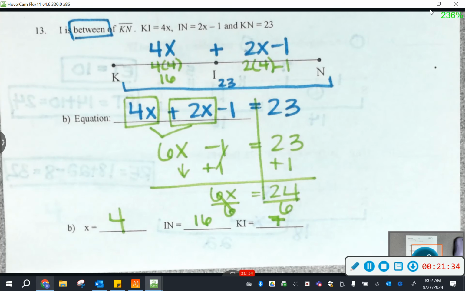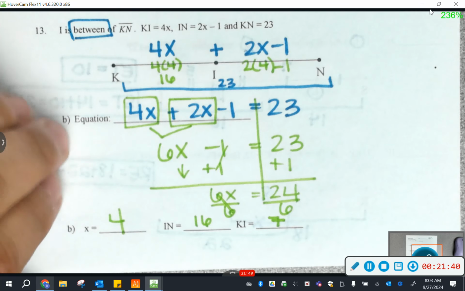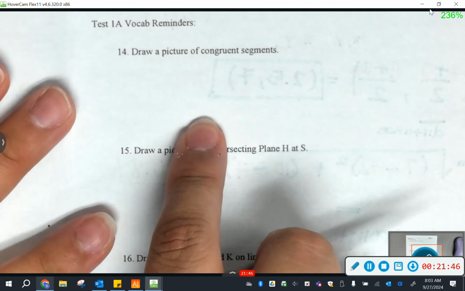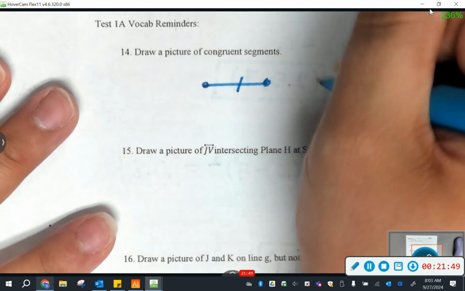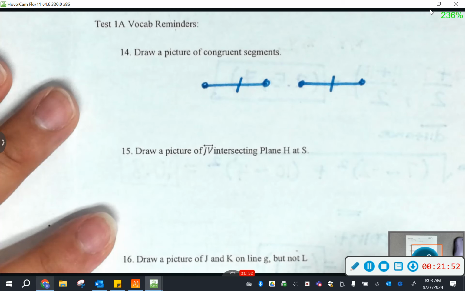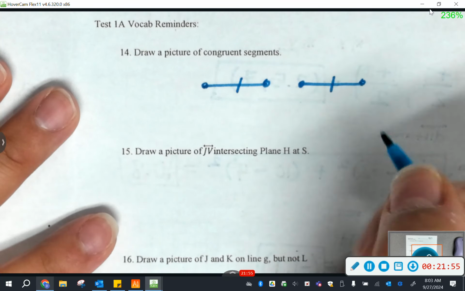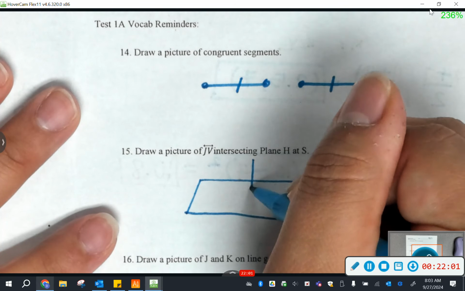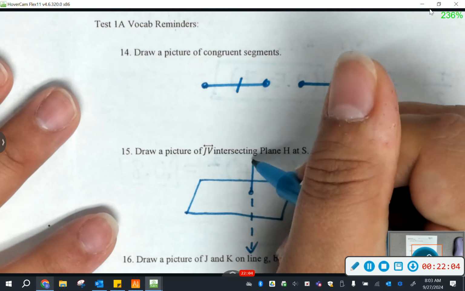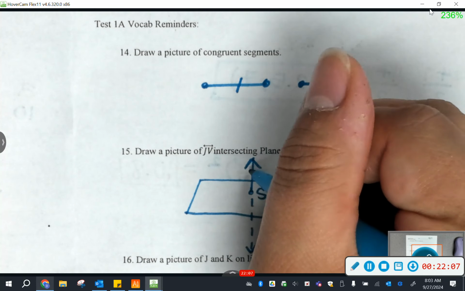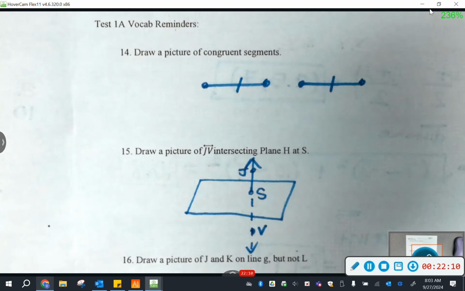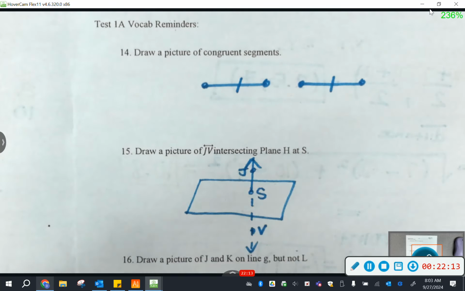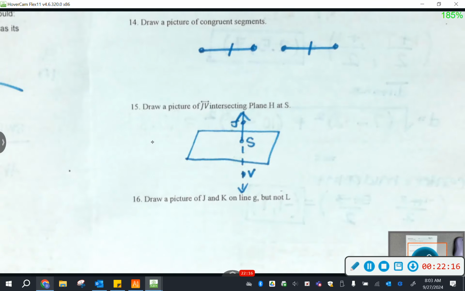Okay. You are going to have some scaffolding questions that were on your last test. So that's what these last questions are. Real quick, just give me a minute. It says draw a picture of congruent segments. Just remember, congruent segments mean they're the same. They'll have tick marks. Draw a picture of JV intersecting plane H. If you see a picture of a plane, that's a flat surface, and then it becomes a dotted line. If it goes dotted, that means it's intersecting. That means it's going through it. If you don't need to draw these, just know what they look like. You can draw them if you want.